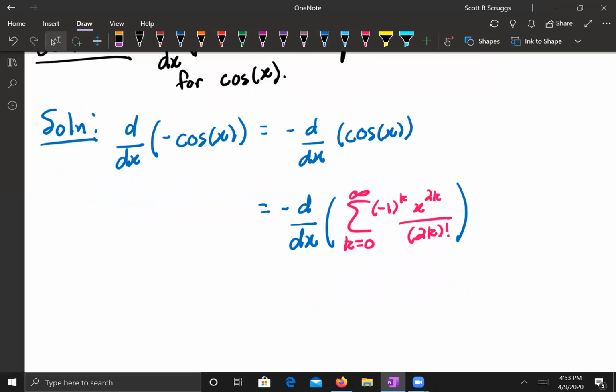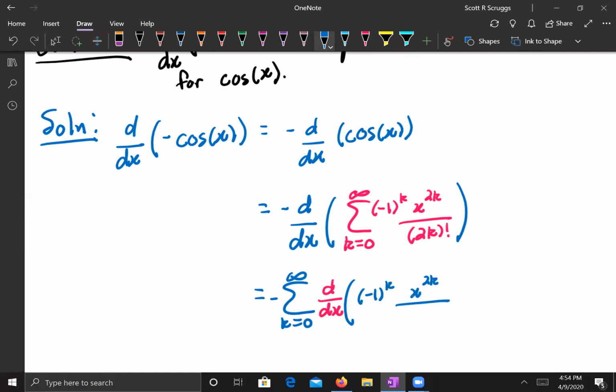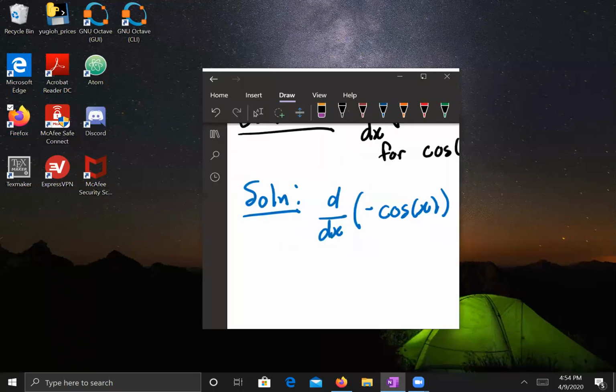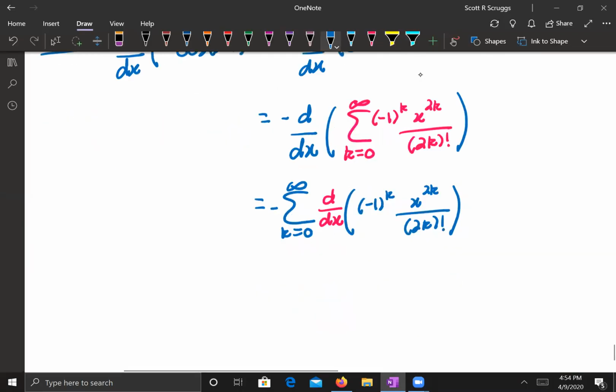All right. Because I'm taking the derivative of a power series, I get to use my property of power series that says I get to move that derivative inside the power series and take the derivative term by term. So now I'm taking the derivative of, let's write that in blue, -1 to the kth power, x to the 2k power over 2k factorial.